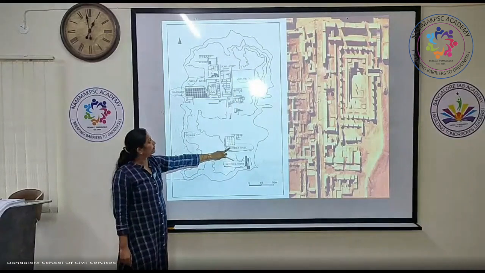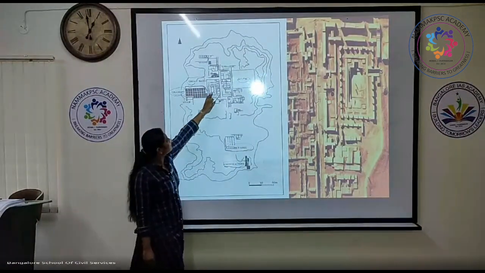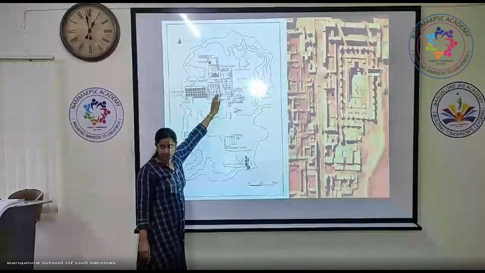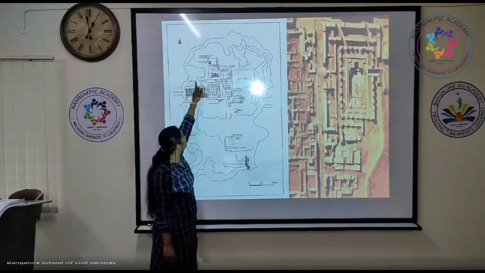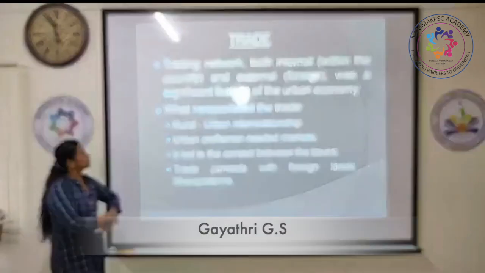Fortifications, assembly hall, granary, parallelly they exist, granary and Great Bath. Just that there's no place, they put it there. Okay, Great Bath is here. Now, coming to trade.